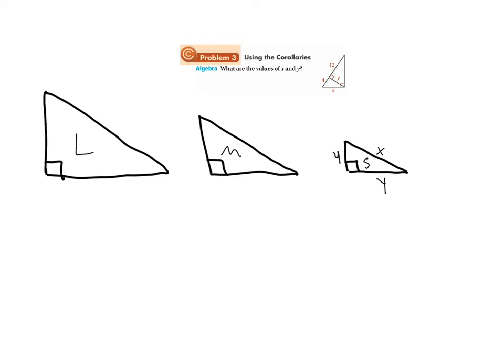So if you need to, go ahead and pause. Take a minute, look at that triangle. If it's too small in the video, go ahead and look at it in your textbook, copy it down into your notebook, whatever you need to do. I'm not here today to support you guys.